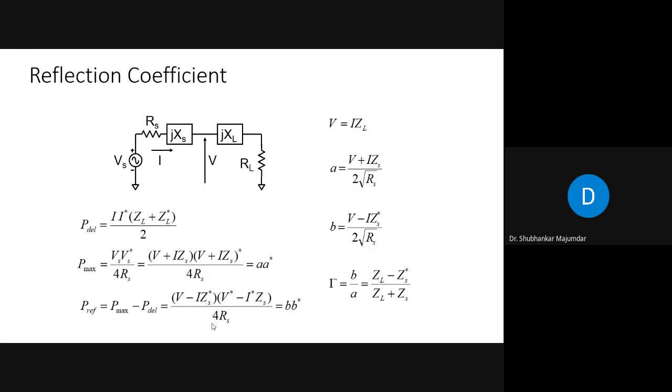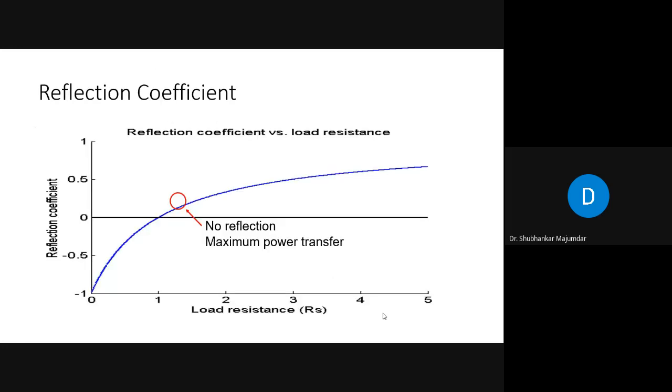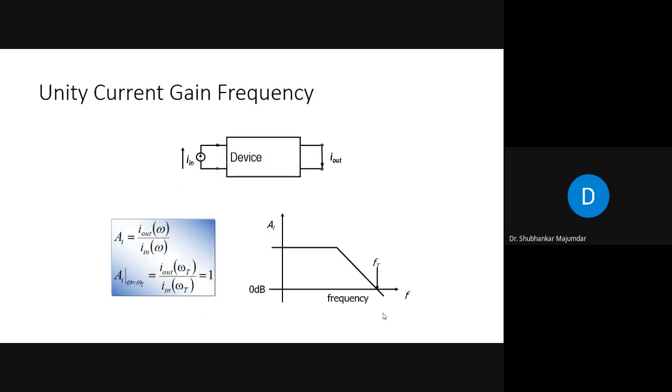Getting my point? So this is the basic phenomenon which can be seen. How much power is spilling out from that port is represented by the reflection coefficient. So we denote the reflection coefficient by gamma. Gamma is equal to load impedance minus source impedance divided by load impedance plus source impedance. So now no reflection will be there, so maximum power transfer will happen.